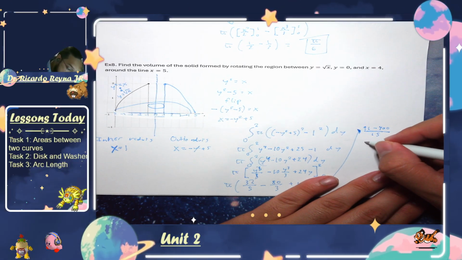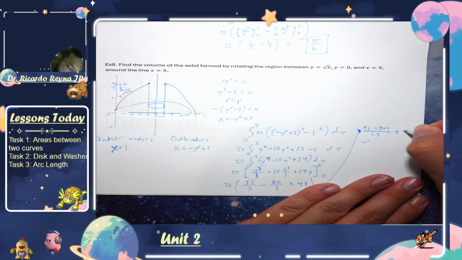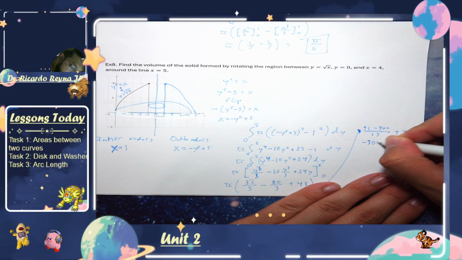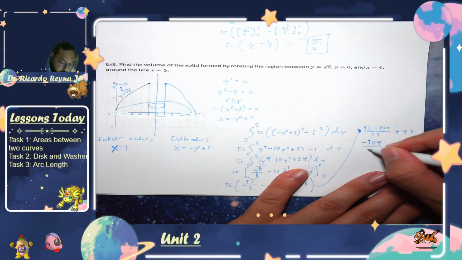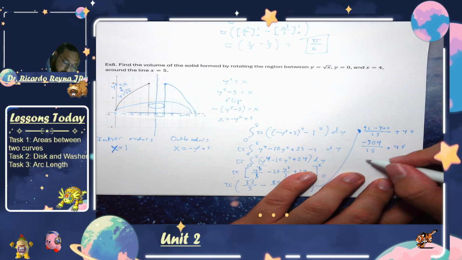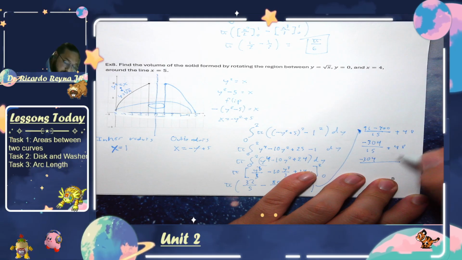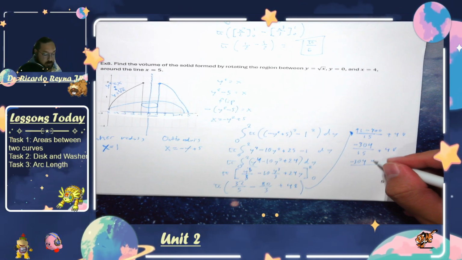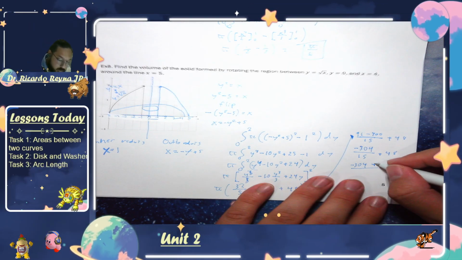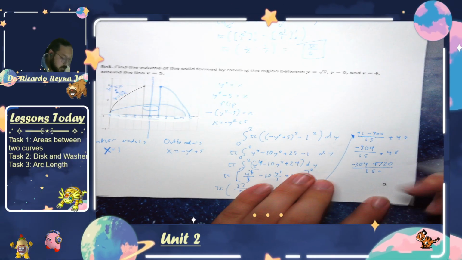That gets simplified to negative, plus 48. That gets simplified to negative 304 over 15 plus 48. I'm going to go ahead and do negative 304. 15 times 48, I'm not going to do that in my head. I'm doing that in my calculator. 720 over 15. And then 1.